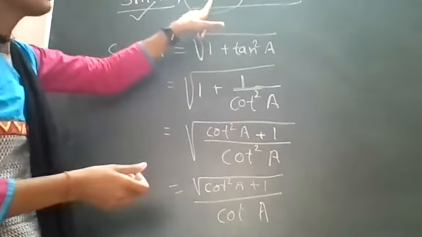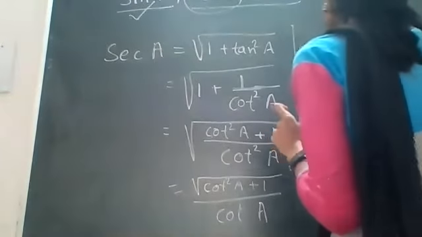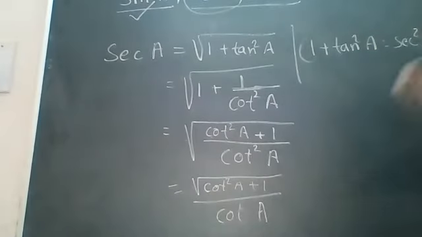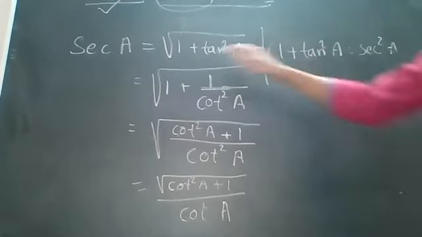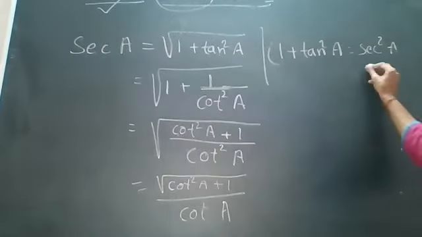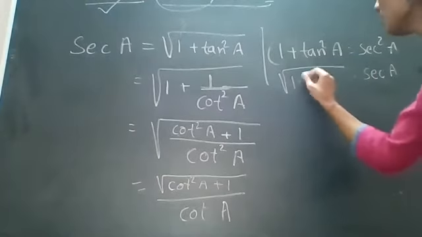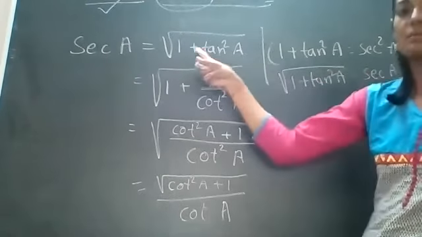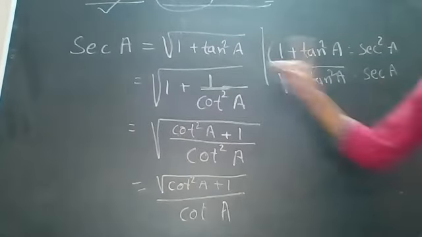We have now sec A. So sec A is equal to what? As we know that 1 plus tan square A is equal to sec square A. Right? 1 plus tan square A is equal to sec square A. So here we have just sec A. So what can we write? We have to take the square root. So sec A is equal to under root of 1 plus tan square A. Right? Clear? This we have used here.